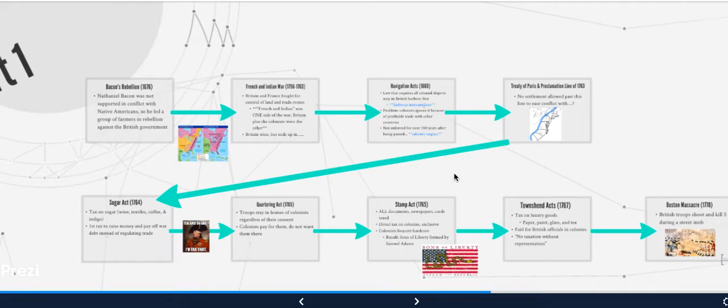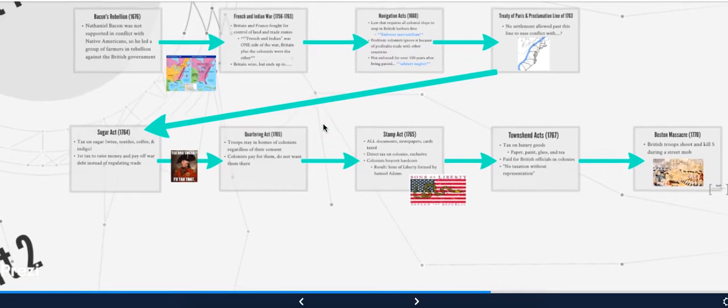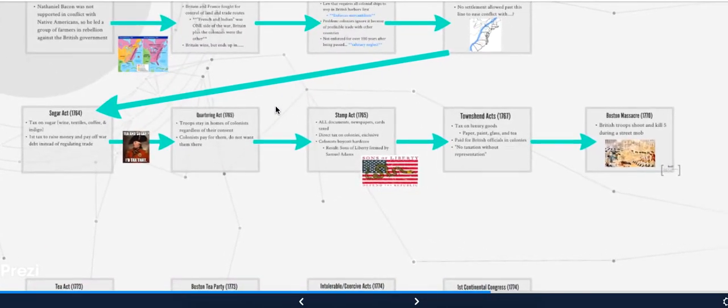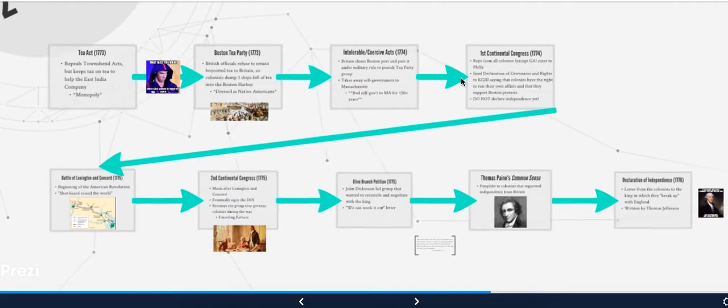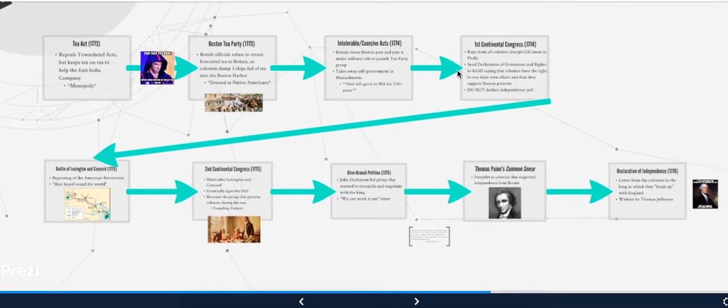Okay, so French and Indian War, Navigation Acts. Let's see, what else do I have a question on? Stamp Act, for sure. Definitely the Intolerable Acts. First and Second Continental Congress.